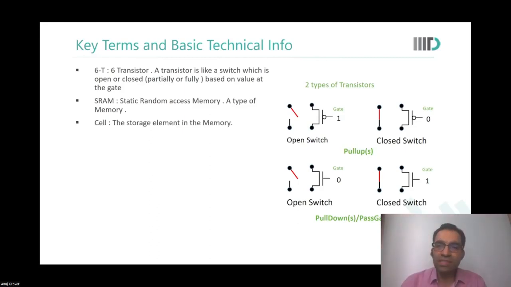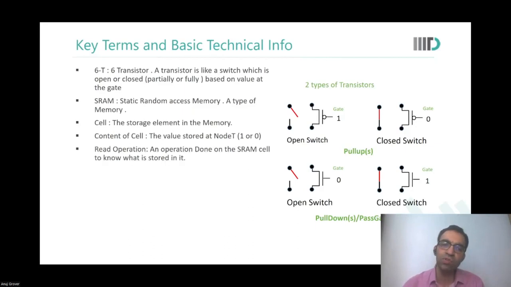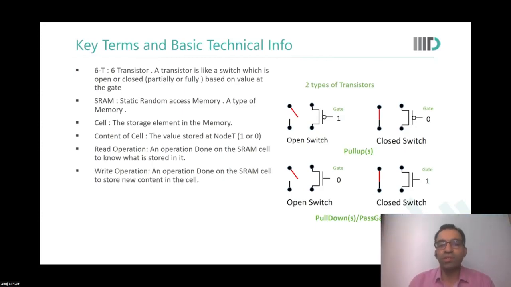When I use the word cell now, I would actually be meaning a storage element. The content of the storage element is a 0 or 1. That is what you can store in any digital electronic circuits. So the content of a cell could be either 0, you stored a 0 in a memory cell, or you stored a 1 in a memory cell. Read operation is, I want to know what is stored inside the memory cell. Write operation is, I want to store a new content in the memory cell.